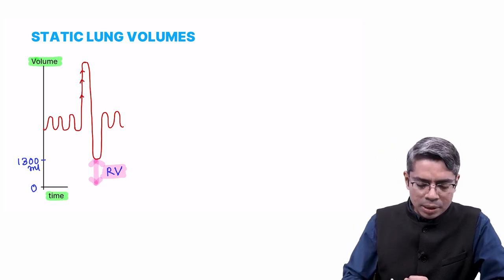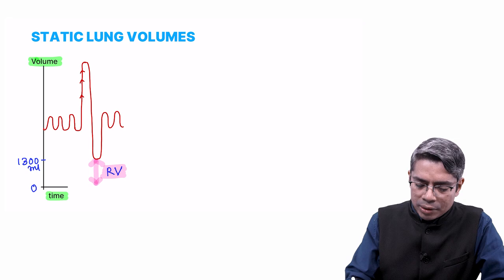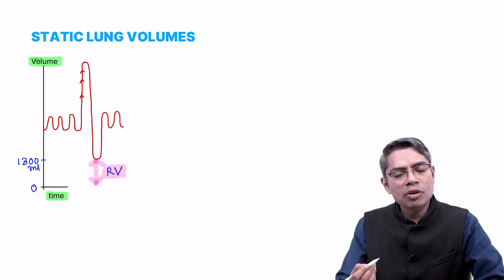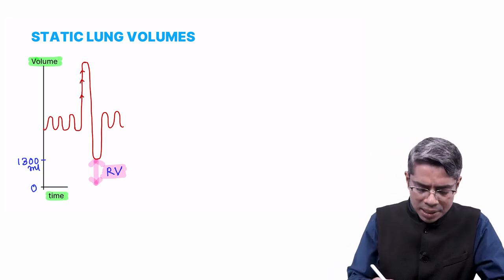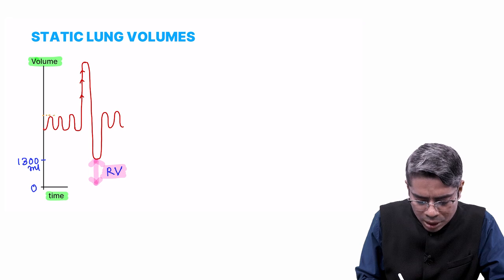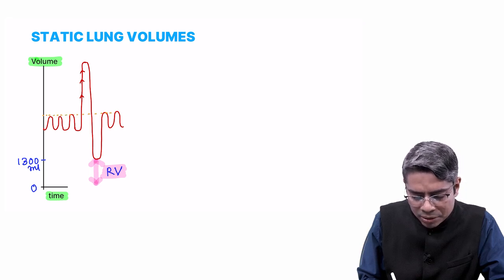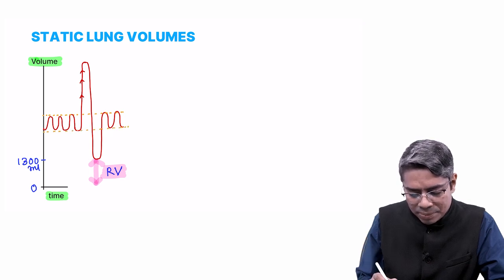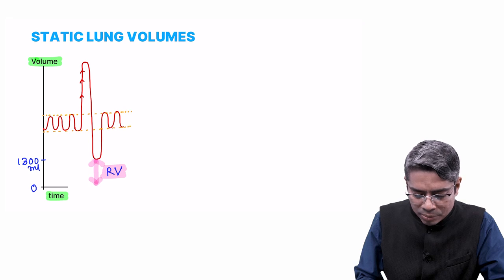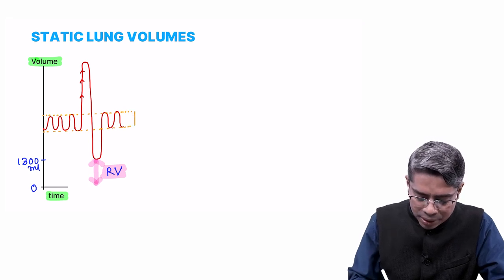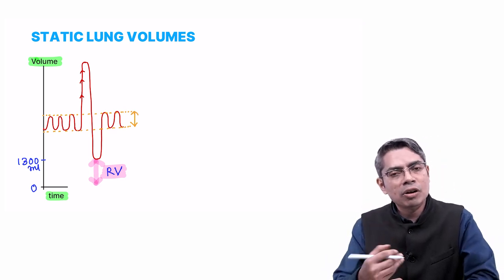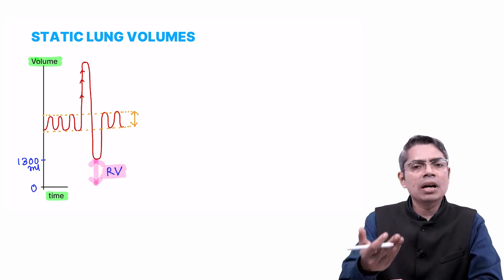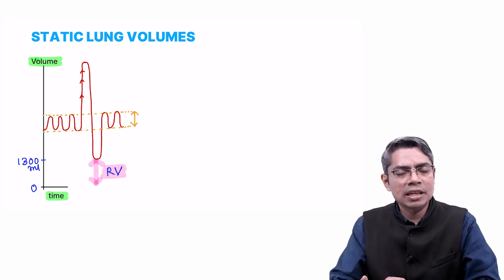Now, if I ask you whether, from this recording, you could find out the normal volume of air going inside your lung or going out of your lung, this is very easy. So what am I going to do? Take the upper part of this normal inspiratory effort and the lower part of this normal expiratory effort. If I measure the volume between these two, then this is the volume which enters my lung during normal inspiration, or goes out of the lung during normal expiration.